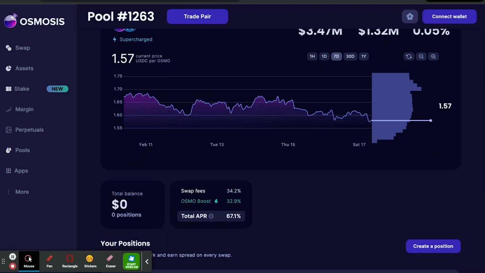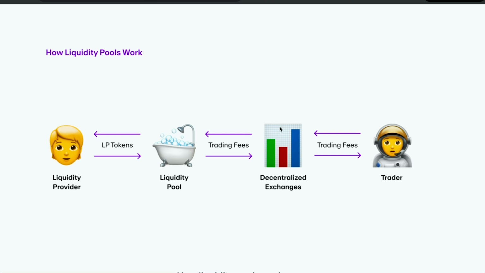And when we do, it's listed on the decentralized exchange, and I'm simplifying it. So a trader or someone who wants to buy or sell or swap or do anything with that pair, they pay a small fee, and that fee gets paid out to us as liquidity providers.